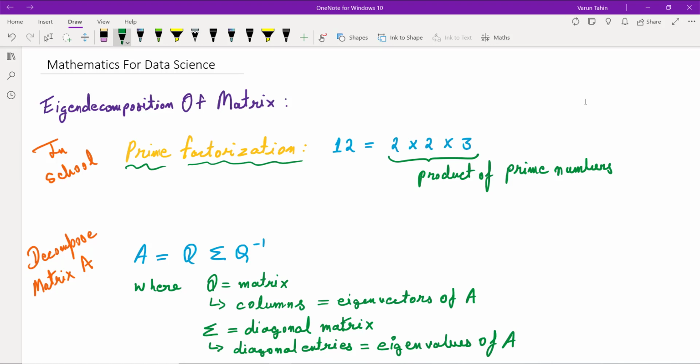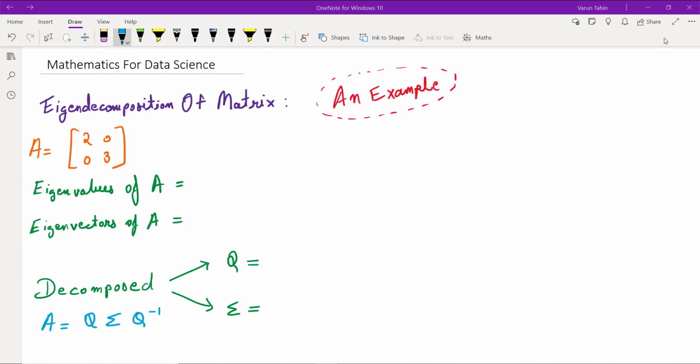Similarly here, if we have been given a matrix A, we can decompose it with the equation Q E Q prime, where Q is a matrix whose each column is an eigenvector of A, and E is a diagonal matrix whose diagonal entries are eigenvalues of A. Now let's understand this with the help of an example.